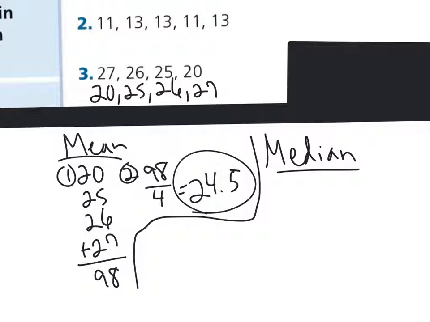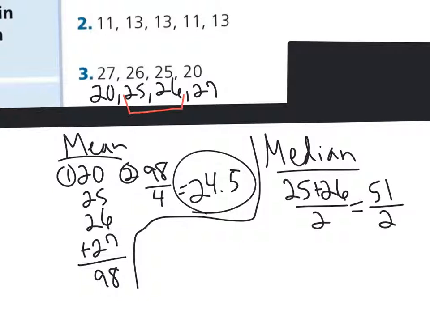For the median, we finally have one that has an even number of numbers, so we actually have to average out those two middle numbers or think about what's halfway between those. So if you add those together, that'd be 51 divided by 2, which is 25.5, or you could just think about what's halfway between 25 and 26.